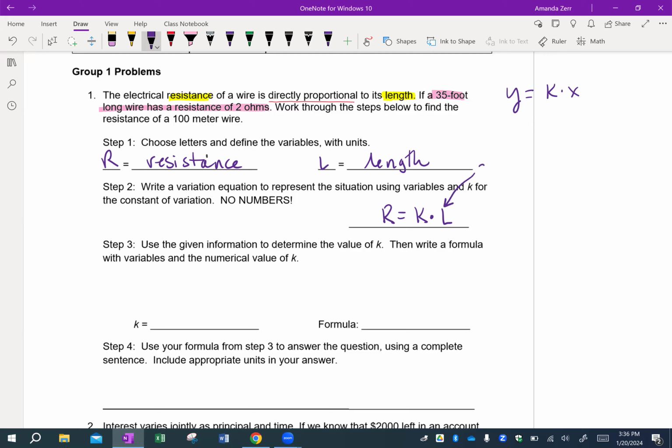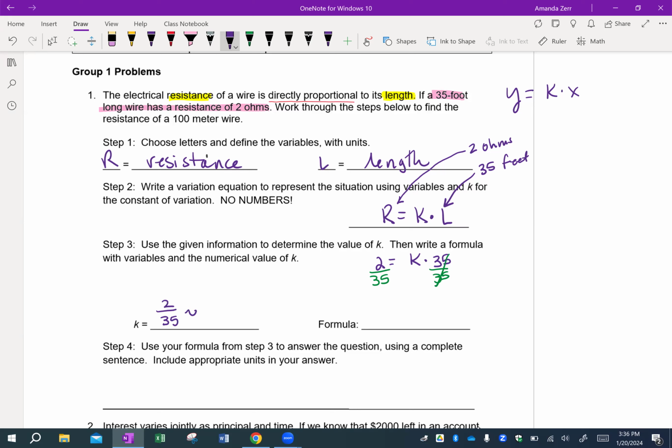35 feet is my length, so I'm going to plug in 35, and I have the resistance of 2 ohms. Plugging that in, I'm going to be able to figure out what k is worth. So let's go ahead and do that. We've got 2 for resistance, I don't know what k is worth, and in this example I have 35 feet. So I'm going to solve that. The opposite of multiplying by 35 is to divide both sides by 35. 35 divided by 35 is just 1, and so that allows me to figure out what k is worth. k is 2 over 35.